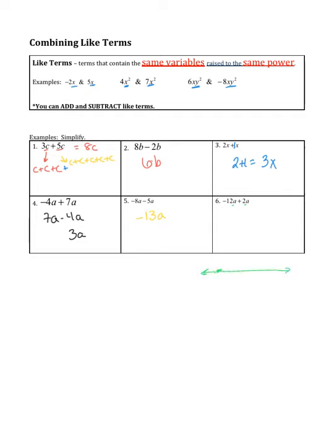that's negative 12, that's negative 11, negative 10, negative 9, and so on and so forth. I'm going to start at negative 12, and I'm going to the right. 1, 2. My answer is negative 10a.